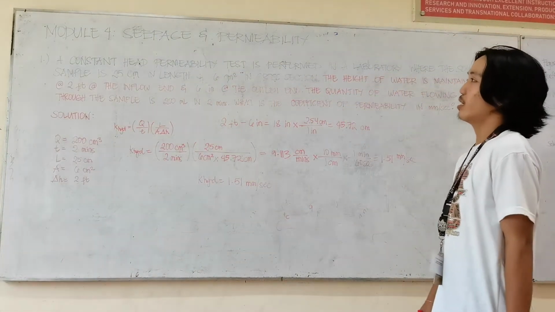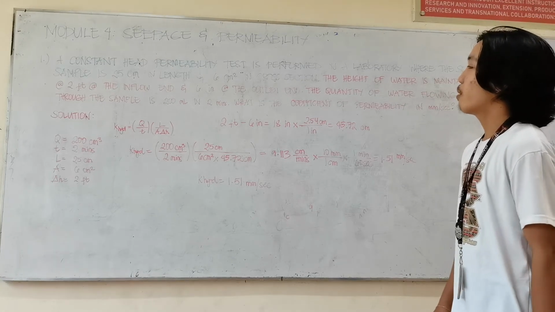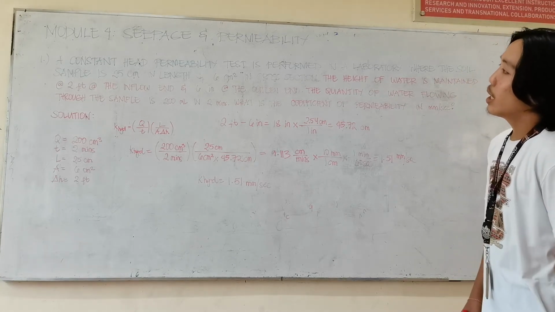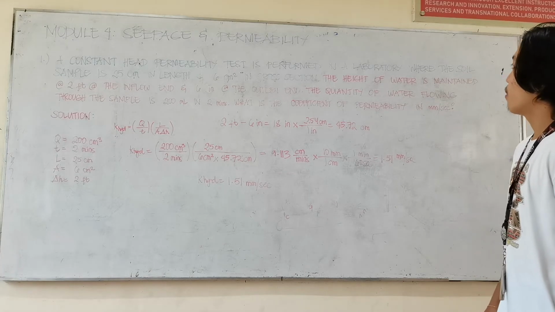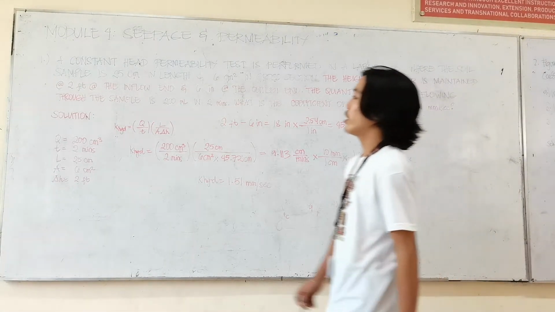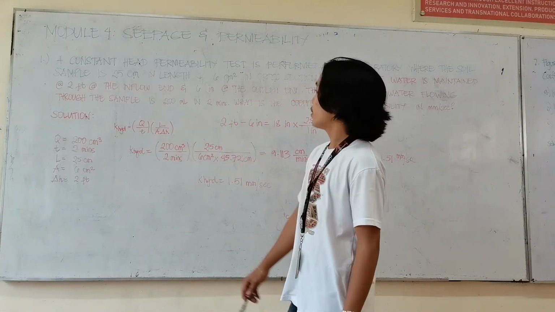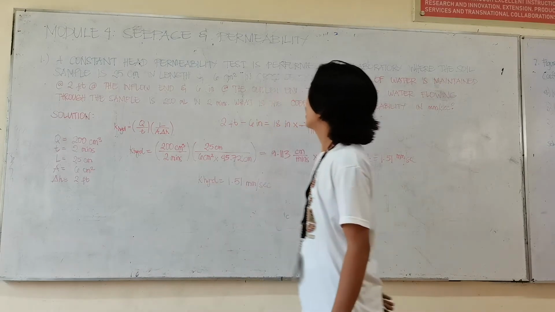So let's proceed with the first problem under permeability. Problem number 1. A constant height permeability test is performed in a laboratory where the soil sample is given 25 centimeter in length and 6 centimeter squared in cross-sectional area.